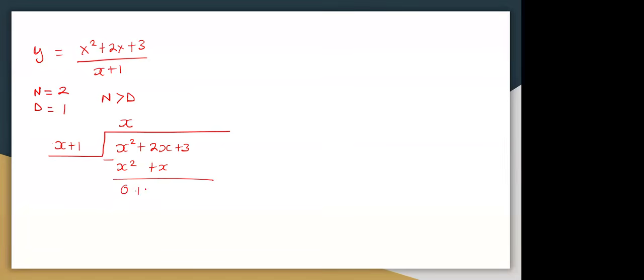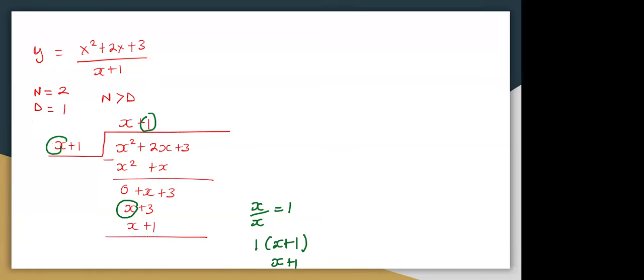2x minus x, I will end up with an x. 3 minus 0, I end up with a 3. So we shall end up with x plus 3. I go back again, I divide with this. So I say x divided by x, I end up with 1, which is a positive 1. So here, I'm going to end up with a 1. Now, this new one I have obtained, I multiply it with this. So I say 1 into x plus 1. So I end up with x plus 1. So at this point here, I'm going to have x plus 1. And since the coefficients are the same, I will subtract: x minus x is 0. 3 minus 1 is a 2.